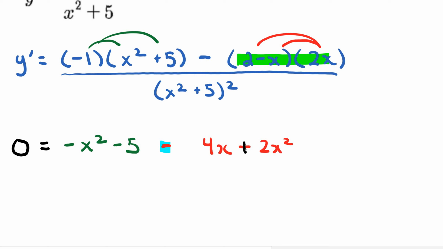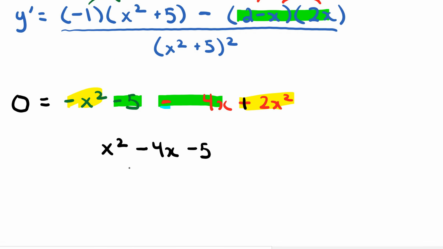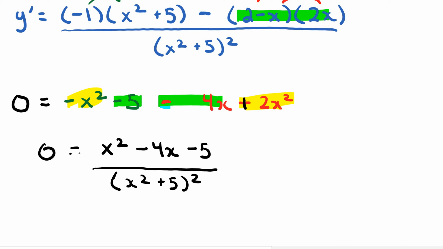And now if we start combining like terms, this term and this term, if I add that together, we get positive x squared. And then if I combine this -5 and this -4x, well, actually, we can't really combine that. We just have -4x and -5. And then the bottom is going to be x squared plus 5 all to the power 2, and that equals 0 there.